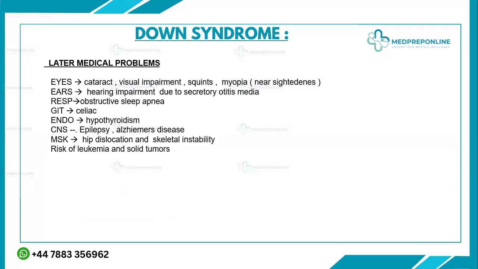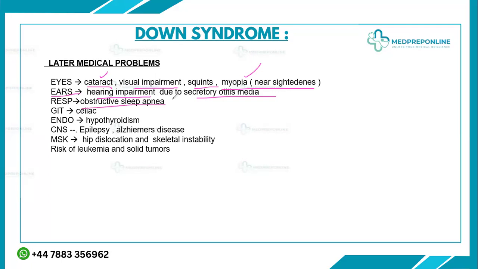Okay, and now these are the complications they can have. A lot of complications are there, and we will be moving from head to toe just to keep them in mind and help ourselves remember these. Starting from the eyes: they have congenital cataract, very important. Visual impairment will be there, squints can be there, and myopia, nearsightedness, can be there. Then ears: they will have hearing impairment due to secretory otitis media. Respiratory: they can come up with obstructive sleep apnea, obviously because they have hypotonia and macroglossia, so during sleep they can have obstructive sleep apnea.